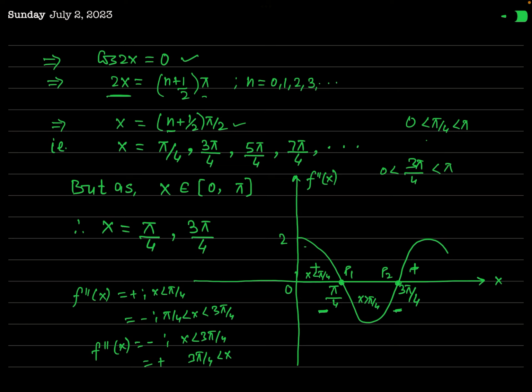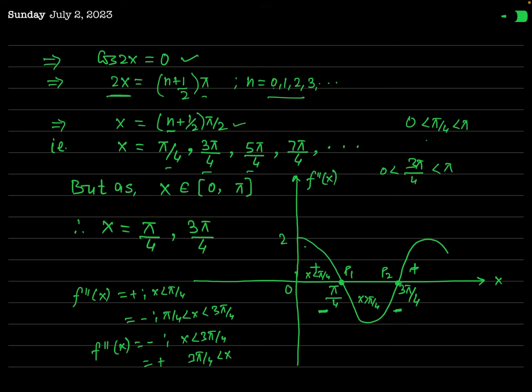Now let us put different values of n in this expression. You can see when we put n equal to 0, x is pi by 4. When we put n equal to 1, x will be 3 pi by 4. When we put n equal to 2, that will be 5 pi by 4. And when n is 3, this is 7 pi by 4. And in this way you can obtain all the values of x.